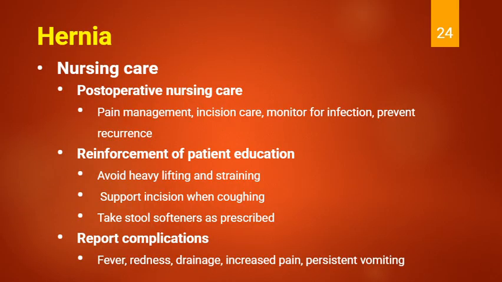After hernia repair surgery, nursing care focuses on pain control, incision care, and monitoring for complications. Patients are typically instructed to avoid heavy lifting, pushing, pulling, or straining during the healing period to prevent recurrence. They should also be taught to support the incision when coughing or sneezing, which helps reduce strain on the surgical site. Stool softeners may be prescribed to prevent constipation and reduce straining during bowel movements. Patients should report fever, redness, drainage, increasing swelling, worsening pain, persistent vomiting, or inability to pass stool or gas because these symptoms may indicate infection or postoperative complications.